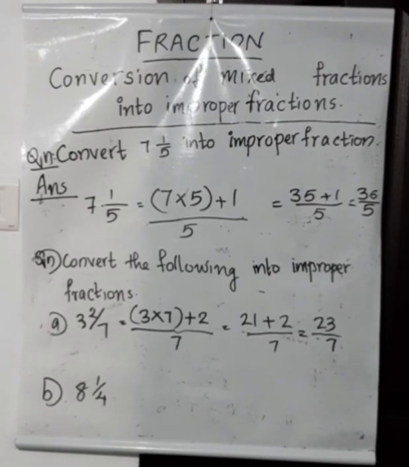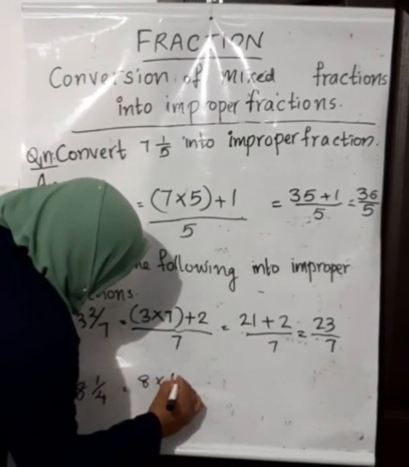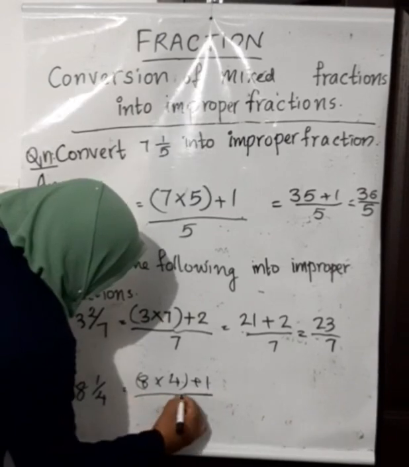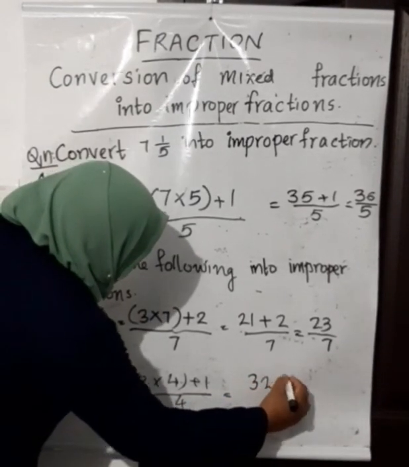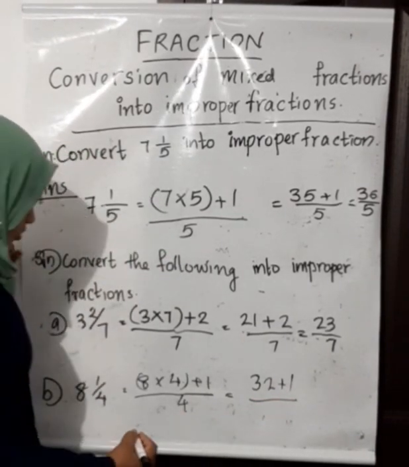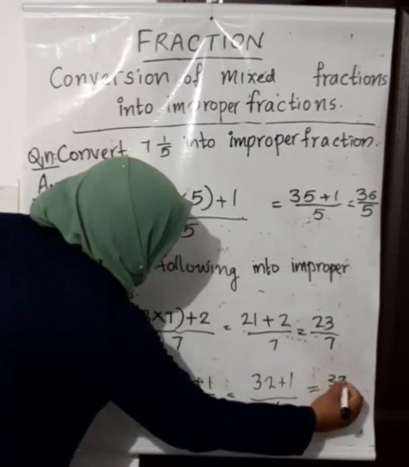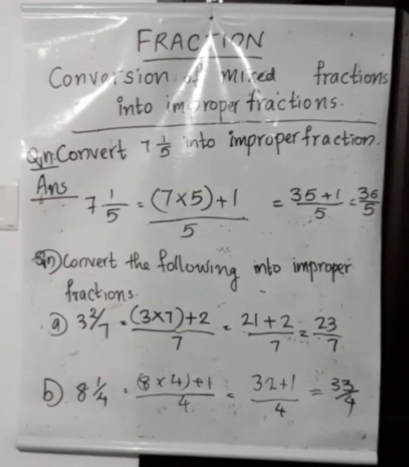So how will we do that? Yes, we have to multiply 8 by 4 and we have to add 1, whole divided by 4. 8 4s are 32. 32 plus 1 by 4. What will that be? 32 plus 1 is 33. 33 by 4 will be the answer.